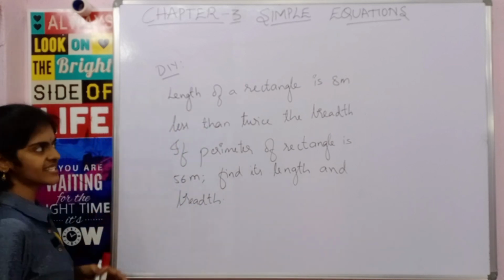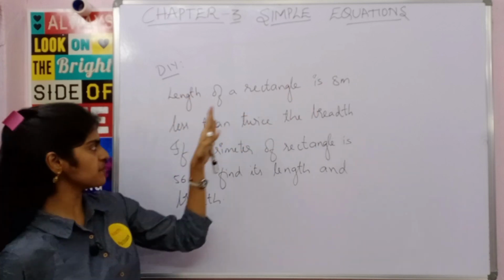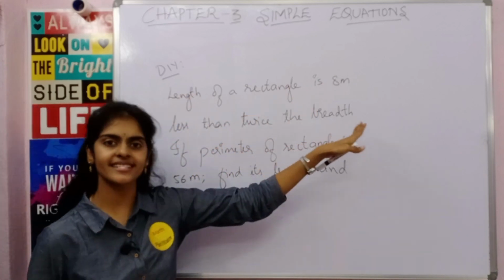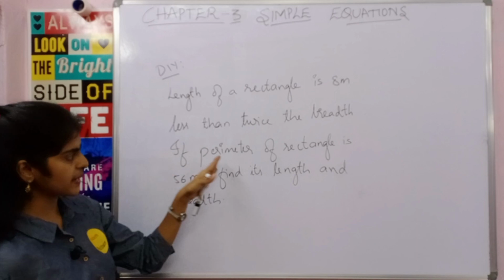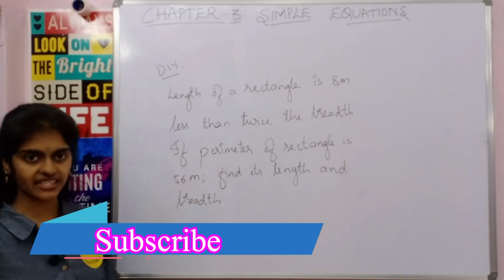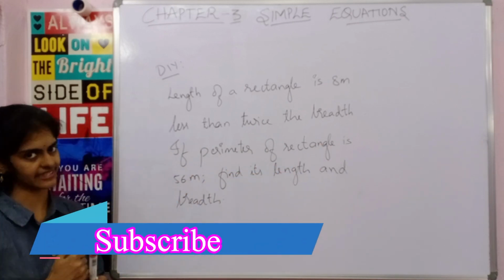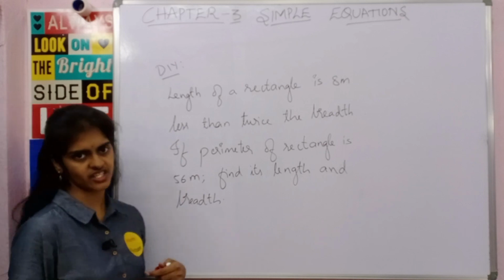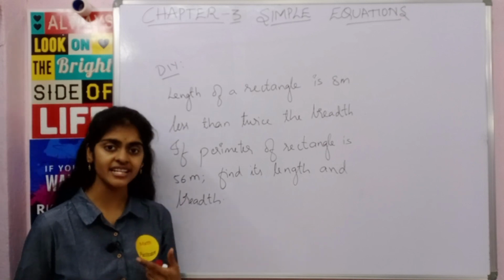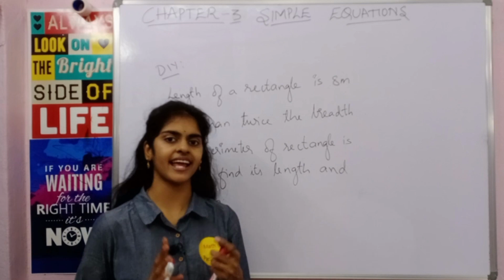So this is the question. Length of a rectangle is 8 meters less than twice the breadth. If the perimeter of the rectangle is 56 meters, you have to find its length and breadth. Clear? I'll give you the conditions and I want you to make the algebraic equation, solve the equation, and check your solution.